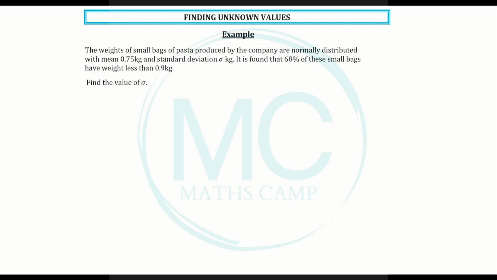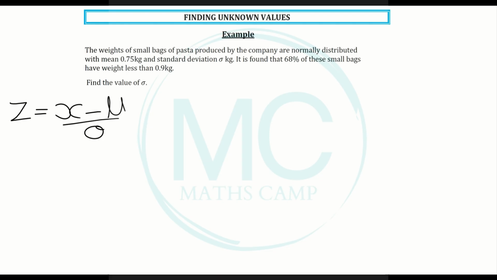The weights of small bags of pasta produced by the company are normally distributed, with mean 0.75 kilograms and standard deviation sigma kilograms. It is found that 68% of these small bags have weight less than 0.9 kilograms. Find the value of sigma. So let's start with the formula. Z is equal to x minus mu over sigma. Sigma, the standard deviation, that is the value we need to find.